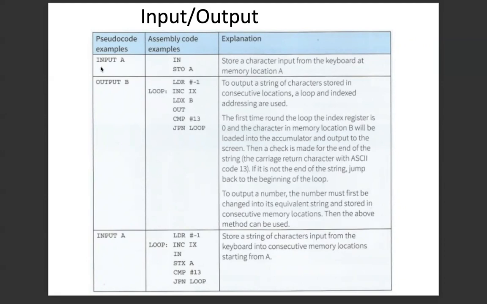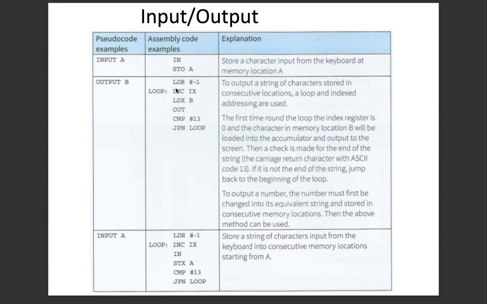For example, the first line is saying input A. So you're just asking the user to input something, and whenever they input, it will go into A. So I will simply run IN, the user will give some input, and whatever input they gave will be stored in A. Simple as that. Similarly, if I want to output something, output B. Now, this is a little different.